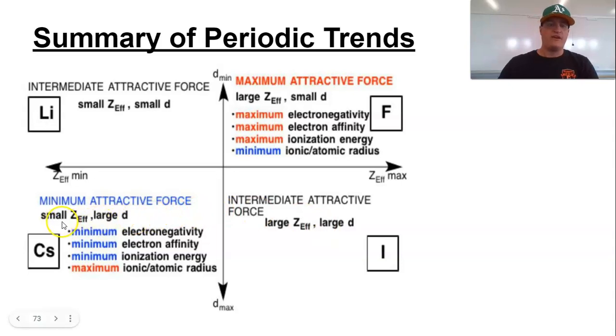Minimum: very small effective charge and very large distance. So something like cesium is huge, where it has a maximum atomic radius, therefore a maximum ionic radius, but minimum ability to attract electrons from another atom, attract electrons to an ion, and give up that ionization energy, give up that electron, in order to have a low ionization energy. So minimally attracted valence electrons.